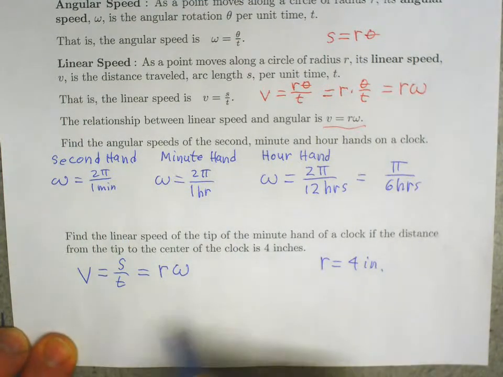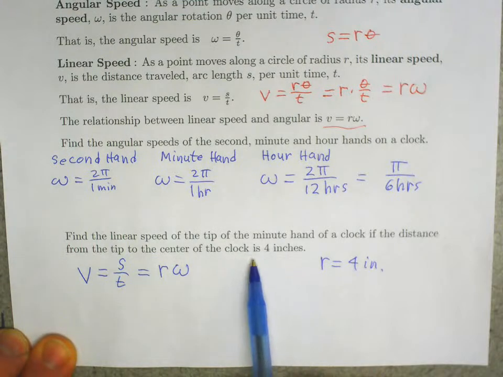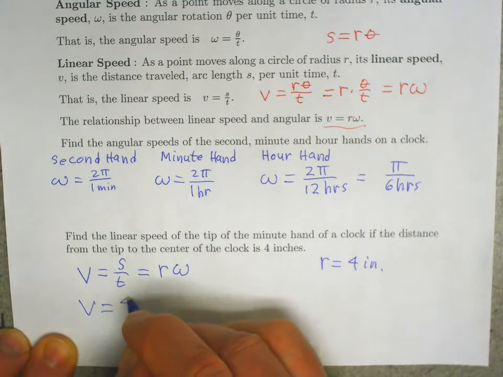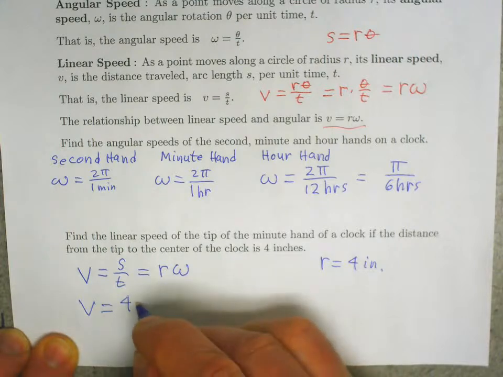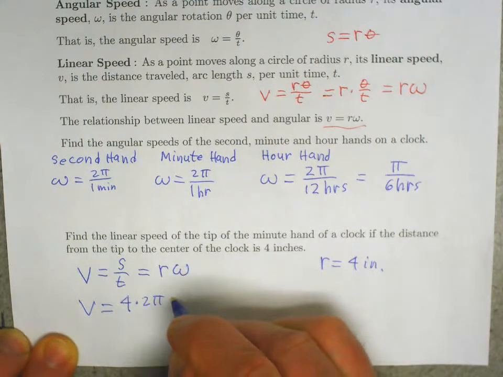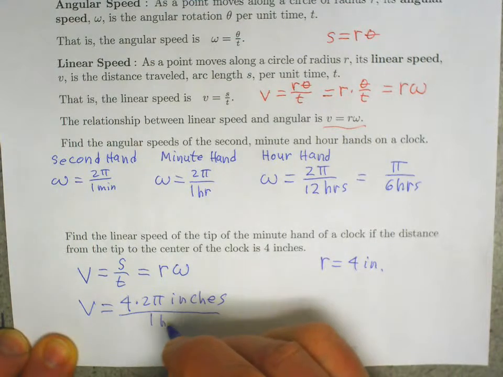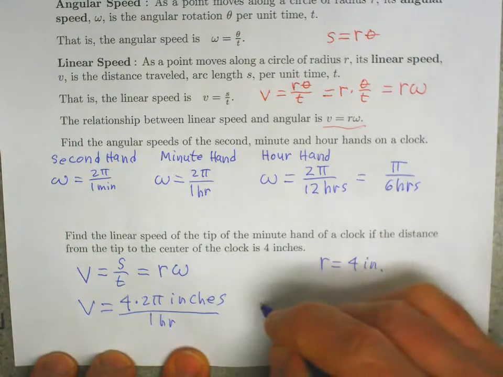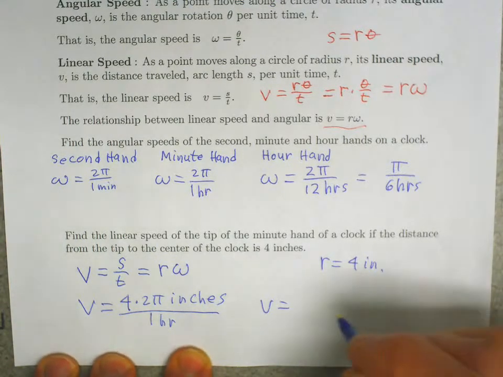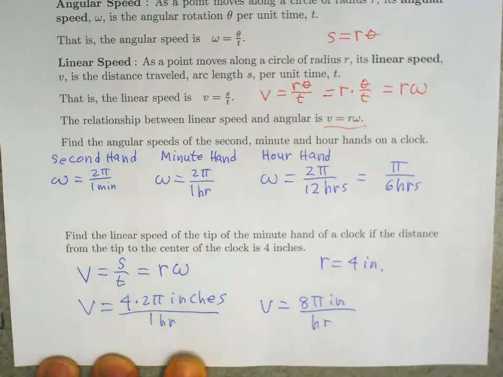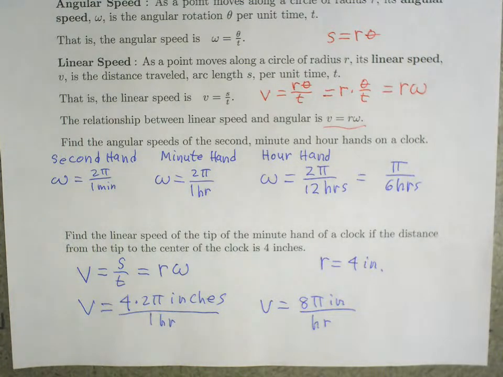So the linear velocity of a minute hand, where the minute hand is 4 inches, is 4 times 2 pi inches per hour. If you can read my writing, or you can write it a little bit more simply, 8 pi inches per hour. That's the linear speed of the minute hand if the radius is 4 inches.